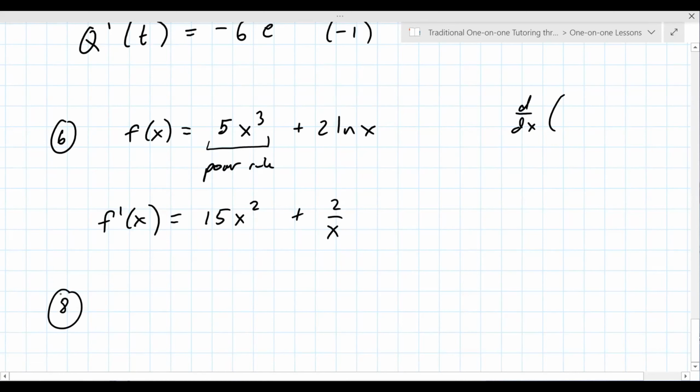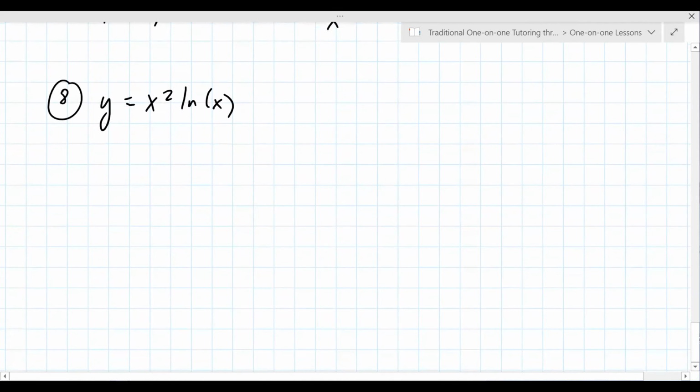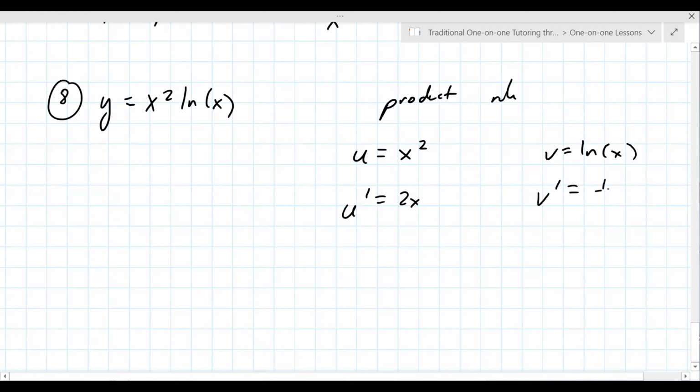8, you mentioned x squared natural log of x. So x squared times 1 over x, basically. It's product rule. So you have to break it up into u and v. Oh, this is a product rule. That was something that I was forgetting. So I'll write that down. So x squared ln of x, and I'll do uv prime plus u prime v, product rule.